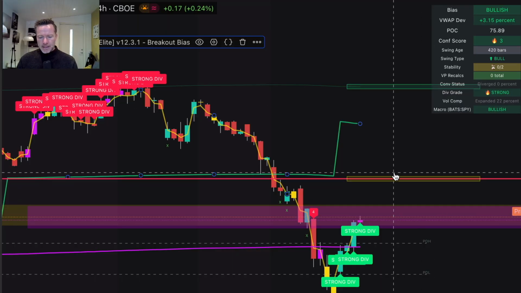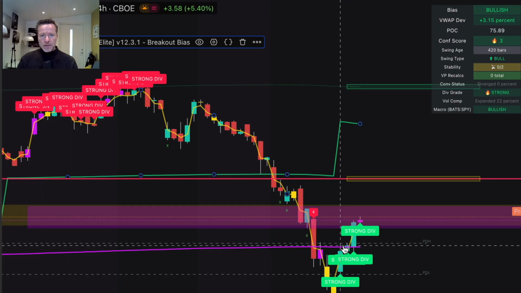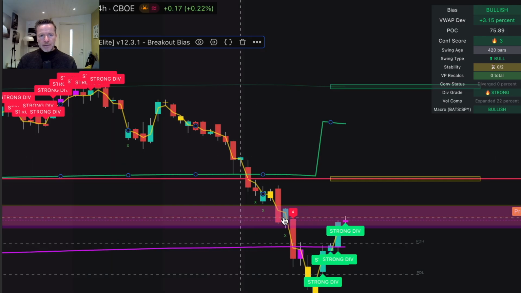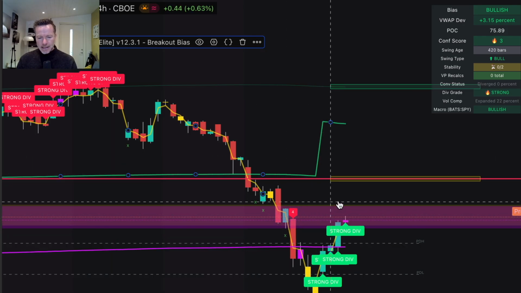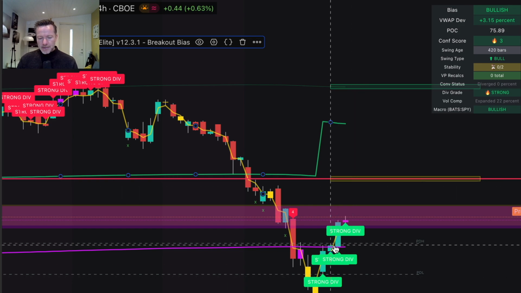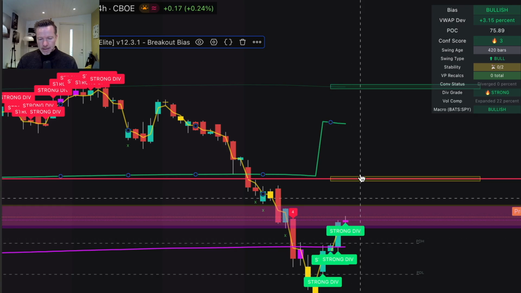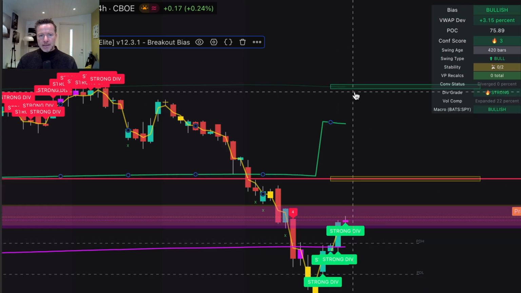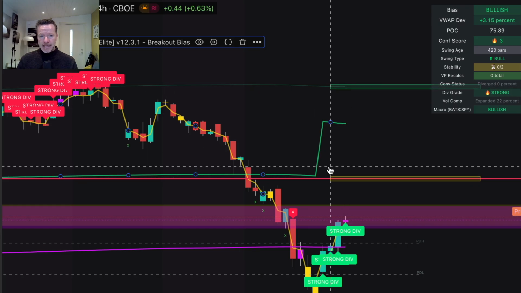So the entry was in the 69 zone on an absorption signal, and now here's the position management decision I am facing. So my first target is the POC. When that has been reached, I will move my stop loss to break even, and the next target is 84. Or should I take profit now? That is the question. So here's what I'm thinking about it.